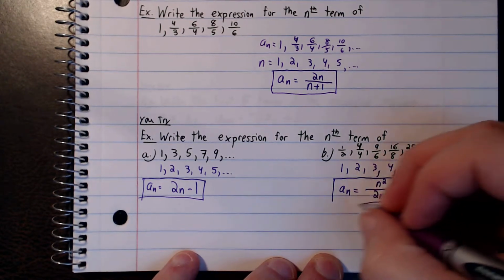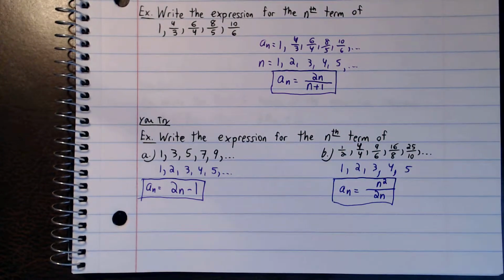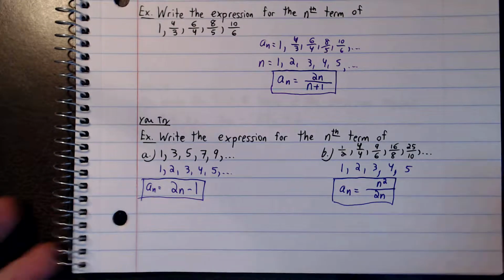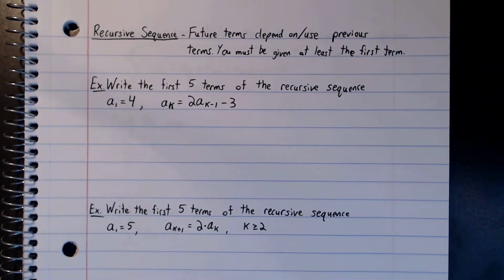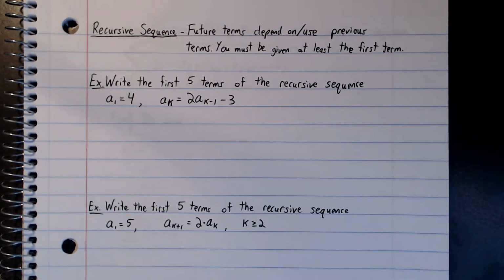That's our expression. Alright, so now we've written out some sequences and we figured out the expression for sequences. Now we're going to look at some different types. We have something called a recursive sequence. Recursive sequences are actually kind of cool, and they end up giving you some really messed up sequences as a result, which is kind of fun to play with, right?